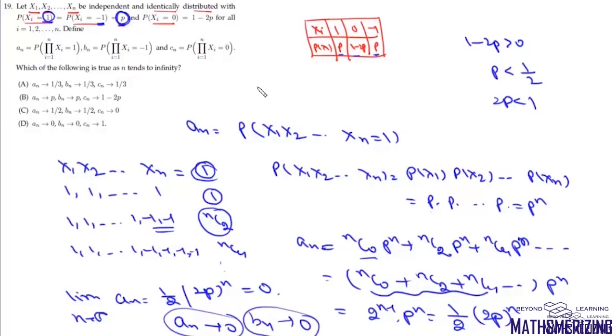Now we know that either this product will be plus 1 or this product will be minus 1 or this product will be 0. That means the sum of an plus bn plus cn will be 1. Now the limiting value of an and bn is already 0. So from here we can say the limiting value of cn will then be 1. So the answer to this question will be an tends to 0, bn tends to 0 and cn tends to 1, and that's your option number D.